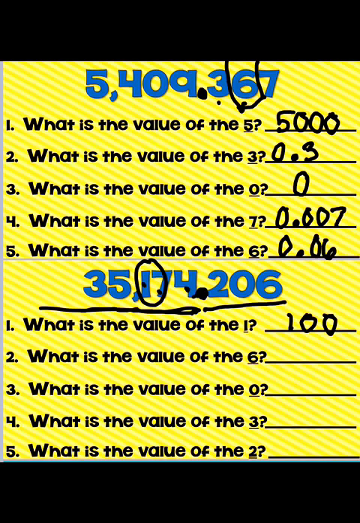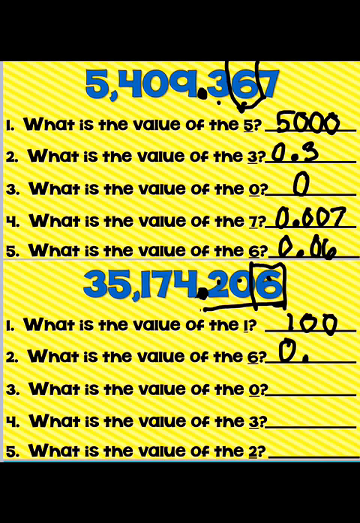Now it asks, what is the value of the 6? Let's take a look at our decimal. Then it goes tenths, hundredths, thousandths. The 6 is in the thousandths place. So we would write it as 0 and 6 thousandths. We have a 0 in the tenths and the hundredths place because there's nothing there. We're only talking about the 6. The value of the 6 is 6 thousandths.